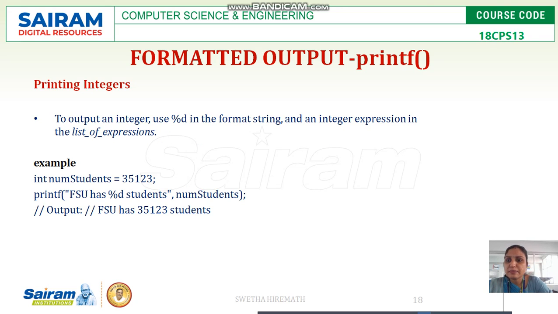We have an example here, printing integers. How are we going to print integers? To output an integer, use %d in the format string and an integer expression in the list of expressions. Int num_students is a variable in which we are going to store the integer value 35123. Printf FSU has %d students. How many students are there? 35,123 students are present in the FSU.